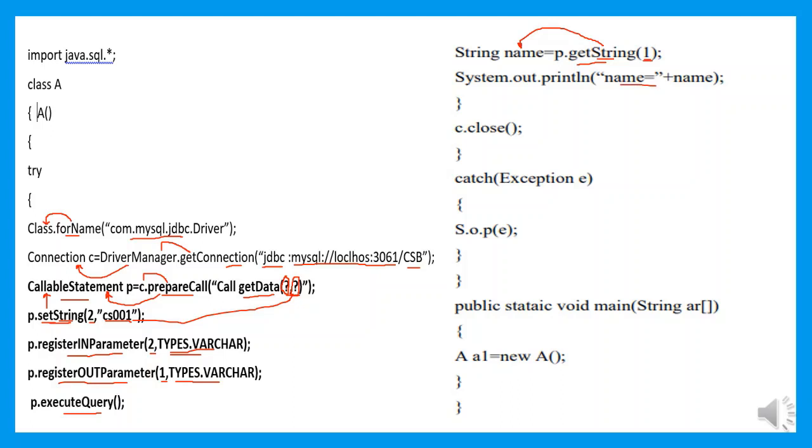So this is how the CallableStatement works. In this program we made use of a register IN parameter and a register OUT parameter. If a register IN parameter has been used, then we need to make use of a setX method to replace the question mark. And if a register OUT parameter has been used, then we need to use a getX method to retrieve the value from the table once the stored procedure has been executed.